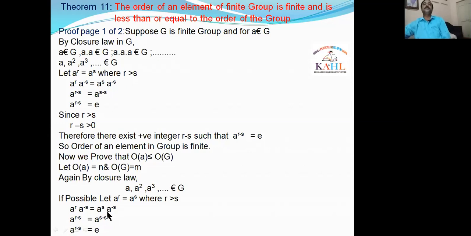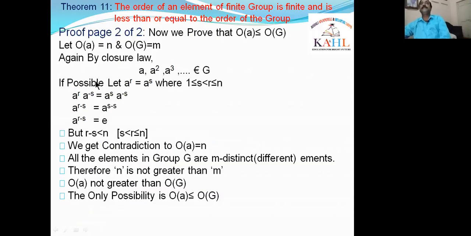A power S into A power minus S is A power S minus S. A power S minus S is 0. A power 0 means identity, that is E. So A power R minus S is equal to E. Now we prove that the order of A is less than or equal to the order of G. First we prove that the order of A is less than or equal to the order of G.